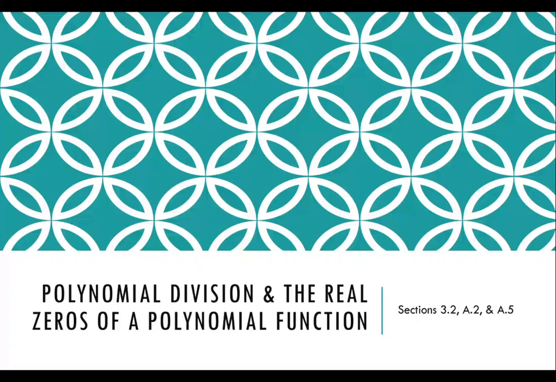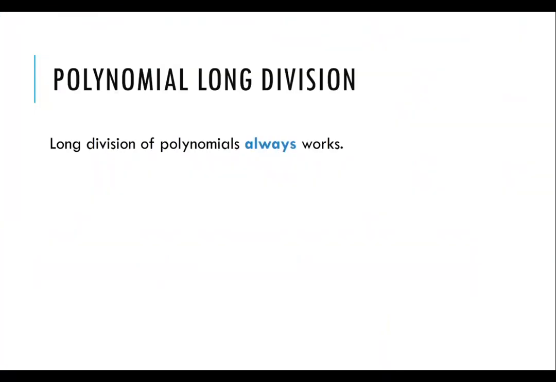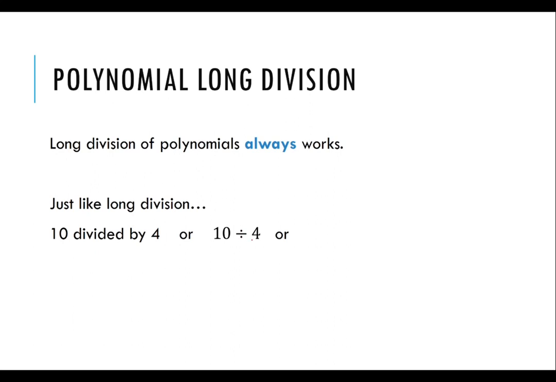Sections 3.2, A.2, and A.5, polynomial division and the real zeros of polynomial functions. Polynomial long division is relevant because long division of polynomials will always work if we're trying to divide polynomials. Now, just like long division, 10 divided by 4 could be written as 10 with the division symbol by 4, or 4 into 10, just the way you want to look at it.